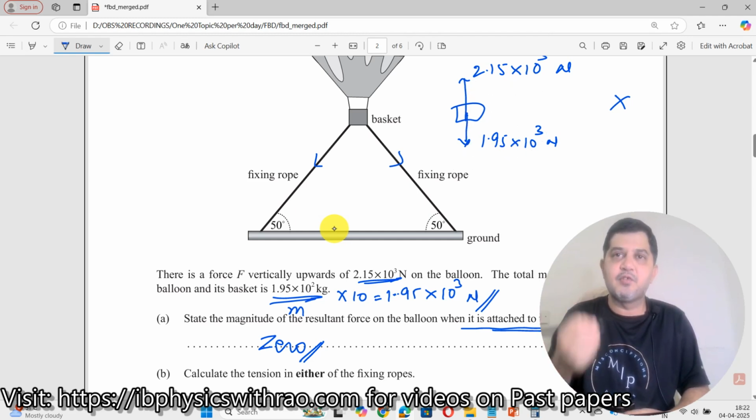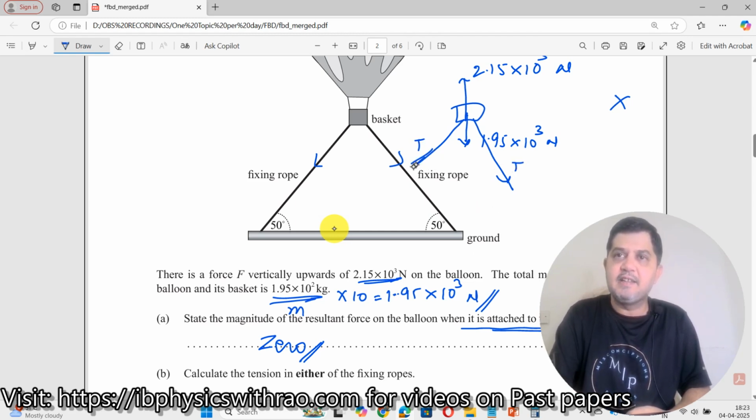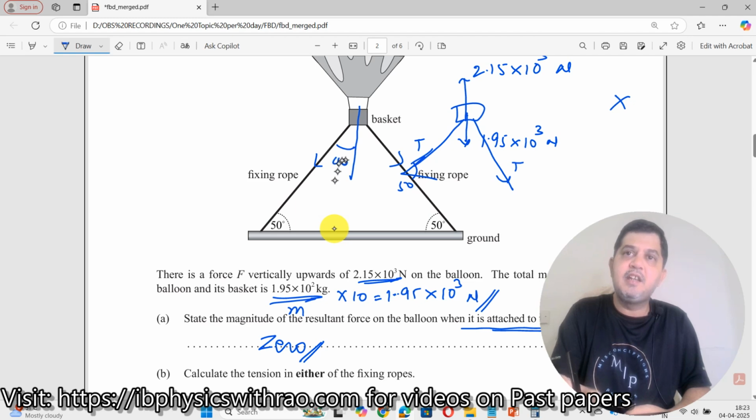Then where is that extra force coming from? The extra force is coming because there are strings which have been attached, which I have not considered over here. So therefore, let me consider this is tension T, this is tension T here. Since this angle is 50, this angle should be 40 degrees because 50 plus 40 would be 90. If I drop a perpendicular here, this would be 90. Total angles in a triangle will be 180. So therefore this should be 40.